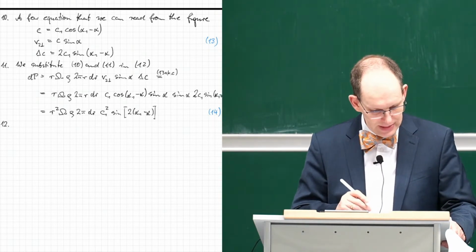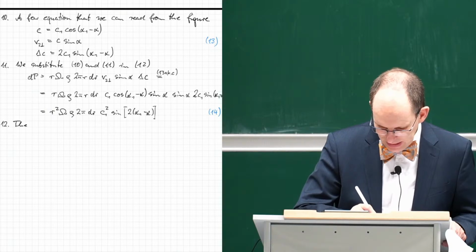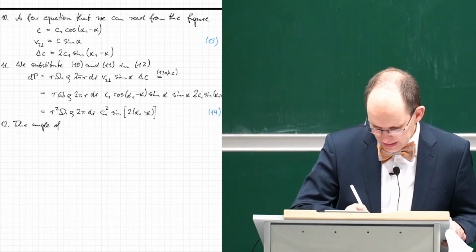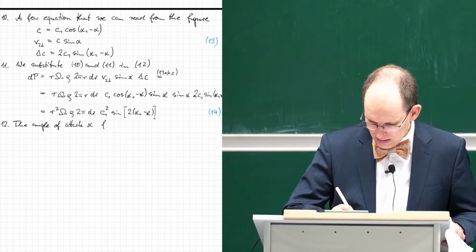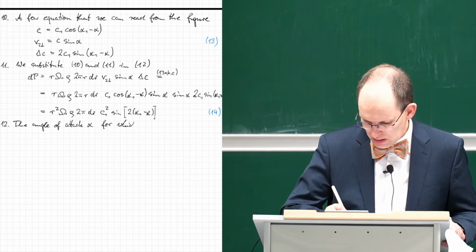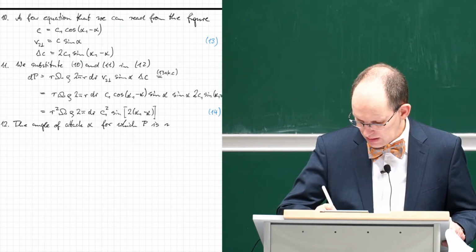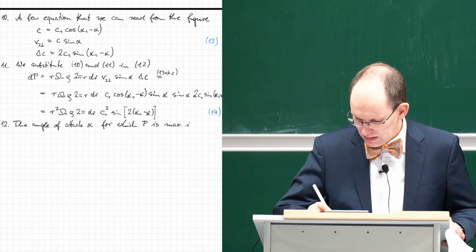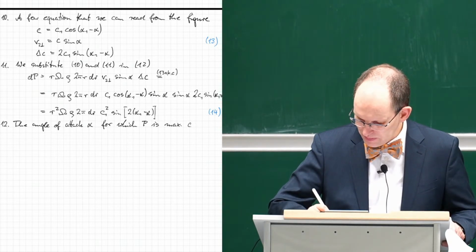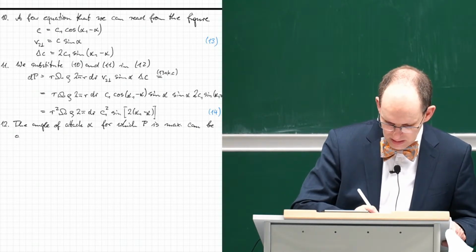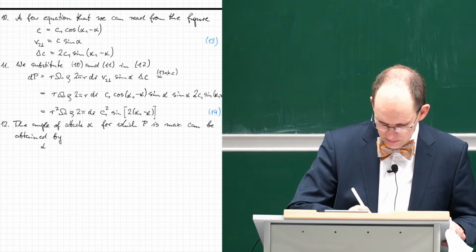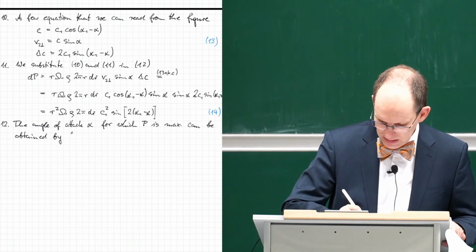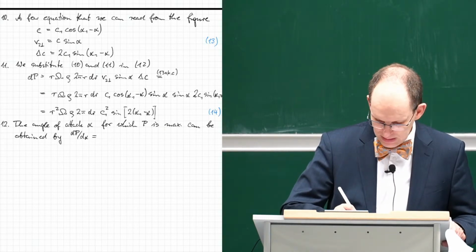So 12, the angle of attack alpha for which P is maximum can be obtained, of course, by dP over d alpha equals 0. So we demand that this is equal to 0.